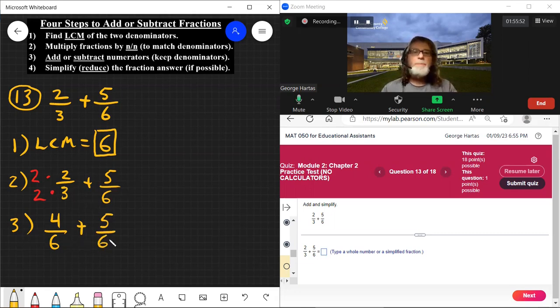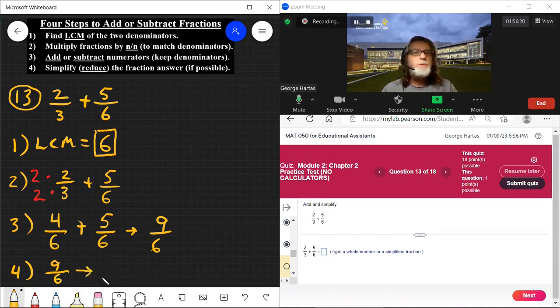See, now we have the same denominator, so we can just simply add the numerators. Let's do that over here. 4 plus 5 is 9 over 6. Step 4, reduce if you can. We have 9 over 6.